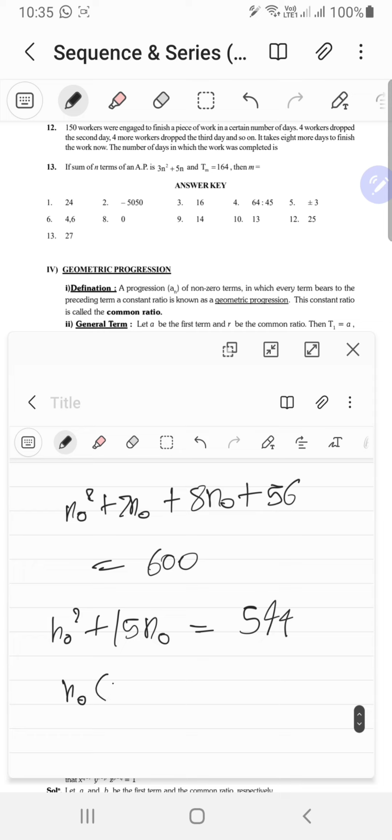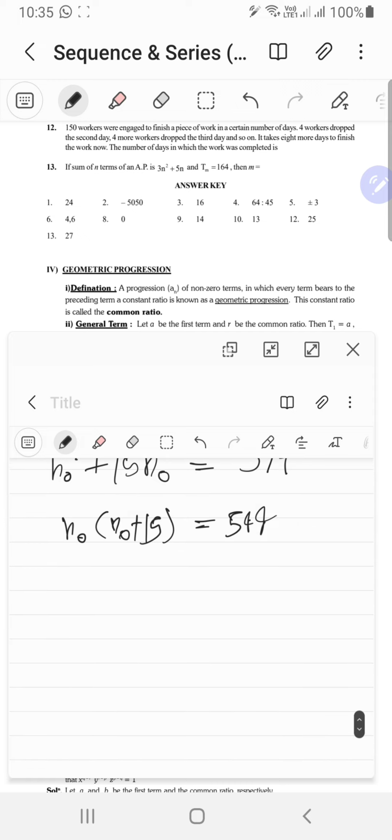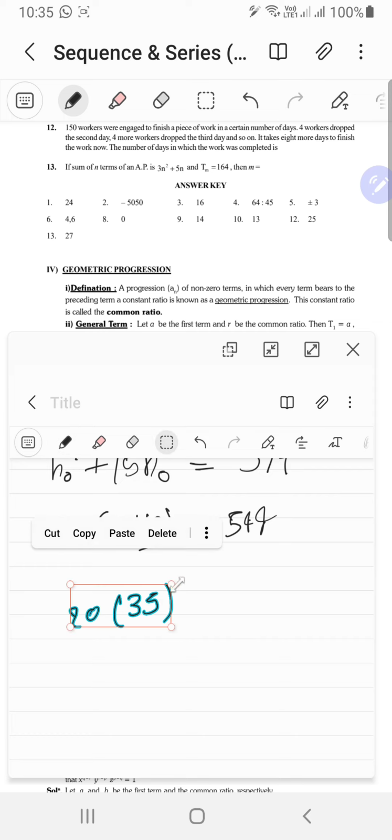So basically n naught into n naught plus 15 is 544. What's the square root of 544? It's bigger than 20, of course. Okay, so let's try with 20. Who knows, that might work. So like 20 into 35. This is 15. Oh, this is not going to work.